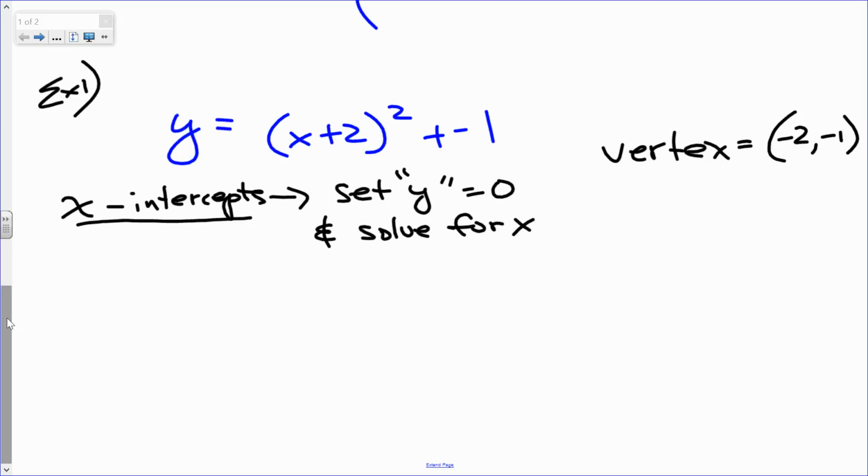That's the warm-up example that Ponce did for us. We know the vertex already. Mr. Ponce did that for us. Now we're going to find the x-intercepts. Do it.